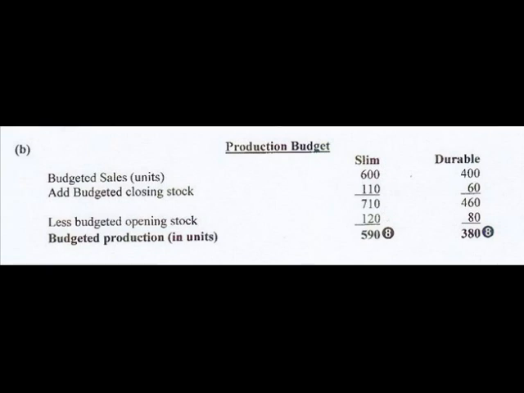Applying this for durable, we plan to sell 400. We need to end the period with closing stock of 60. So let's produce 460. But as we have 80 already in our opening stock, we need to produce only 380 units.